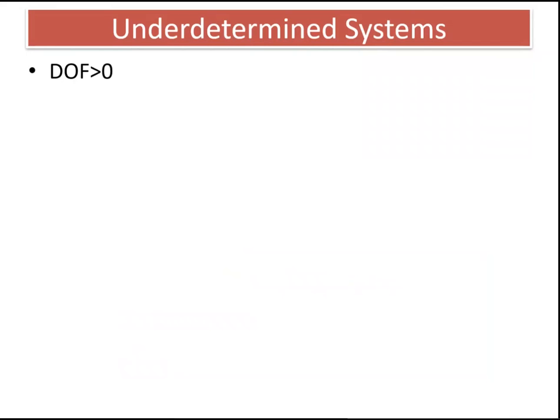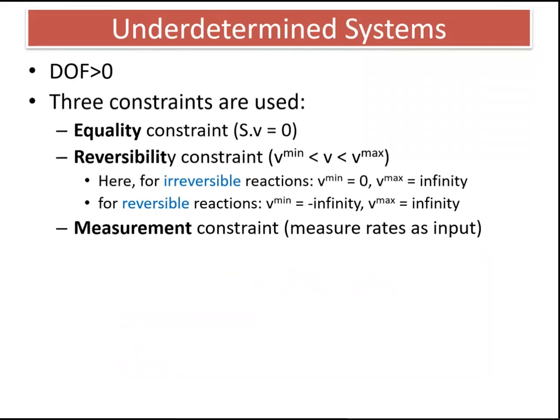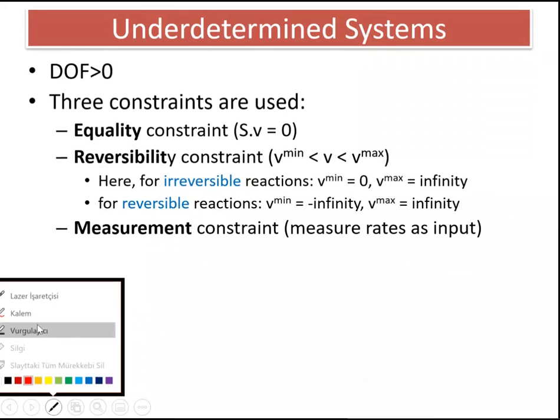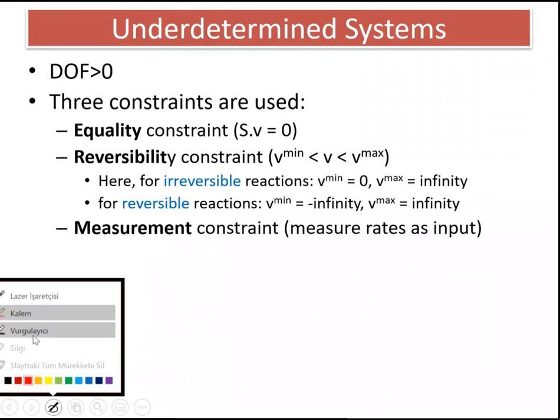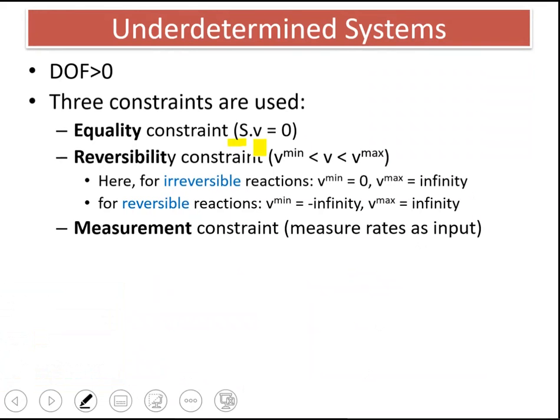We have already defined underdetermined systems before, right? Degrees of freedom is greater than zero. In the solution of such system, three different constraints are used. One constraint is S.V equals zero, our mass balances, right? We can refer to this as mass balance constraints or equality constraints.